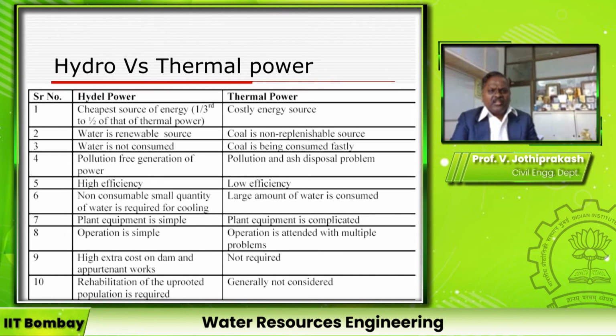Hydropower plants use a non-consumable quantity of water, whereas a thermal power plant needs a large amount of water for cooling. Okay. And in hydropower the plant equipment is simple, whereas in thermal it is complicated. And in hydropower the operation is very simple. Just start the turbine, stop the turbine. In a few minutes you can start and shut down. But in a thermal power station, operation is attended with multiple problems, right?